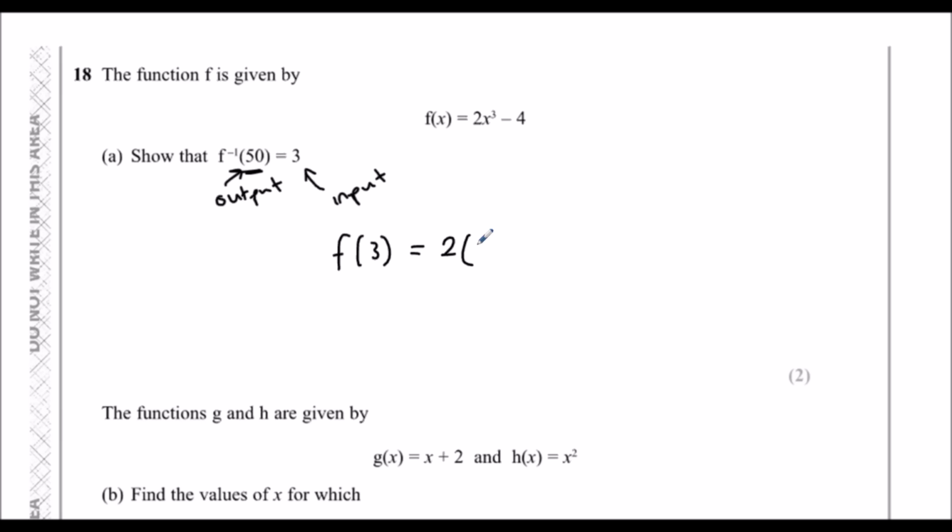So 2 times 3 cubed minus 4. 3 cubed is 3 times 3 times 3, which is 27. So 2 27s take away 4. 54 take away 4 is 50. So the input is 3, the output is 50. So for the inverse function, if you put 50 into the inverse function, you get 3 out because the input and the output switch around.